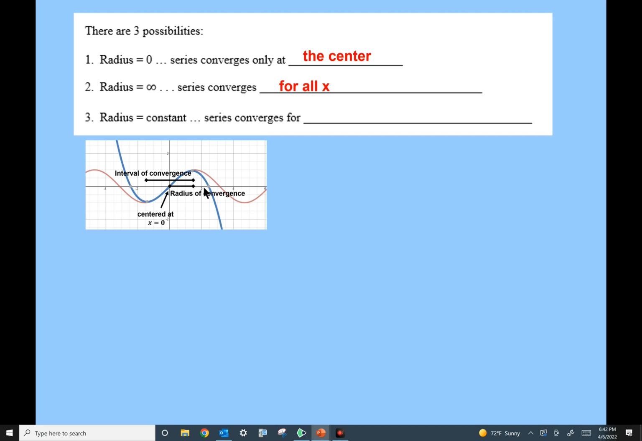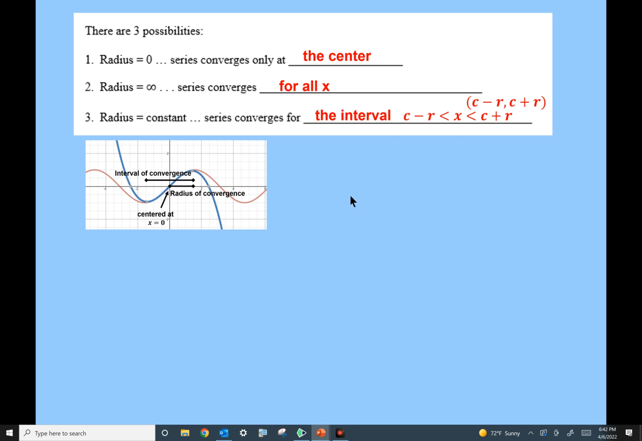But if we find that the radius of convergence is a finite constant, a specific number, then the series converges for just a specific interval. For example, on this one, if the radius of convergence is 2, then if you go 2 to the right of the center at 0 and 2 to the left of the center at 0, the entire interval of convergence would be from -2 to +2. So that's what this interval up here means: from the center minus the radius to the center plus the radius is the interval of convergence.